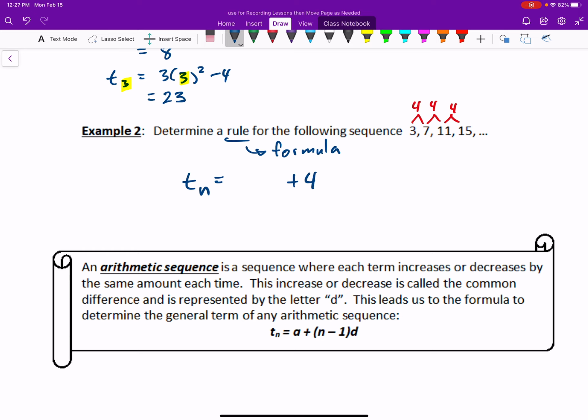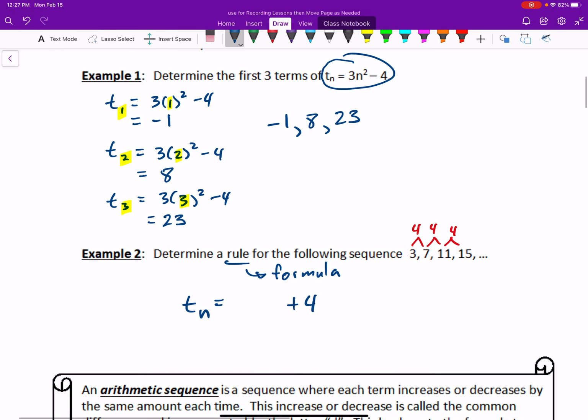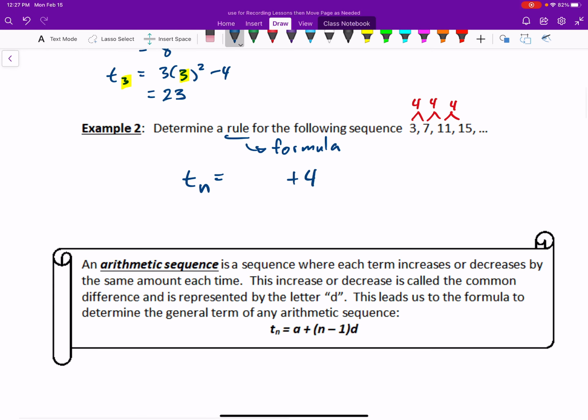I have to have a starting point, though. And if it's going to be a general rule, it should involve this n somehow. If I just put n in here, then when n equals 1, the first term I'd get would be 5, wouldn't it? So that's not so good. What about if I, instead of putting n in here, so I want the first term to be 3, don't I?